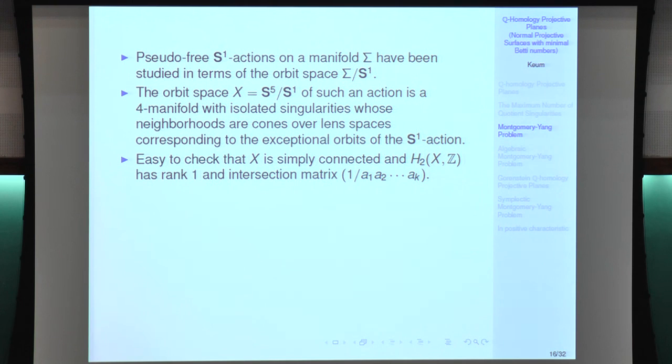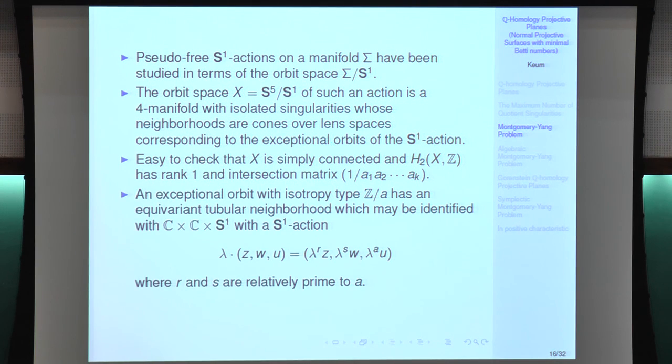It is easy to check that if X is simply connected, like S5, then the orbit space is simply connected, because it is a quotient of a simply connected space. And then the second integral homology group has rank 1 and an intersection matrix. And then the exceptional orbit with isotropy type a cyclic group of order A has an equivariant tubular neighborhood, which may be identified. So the basic idea is this.